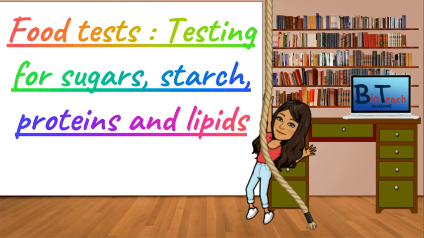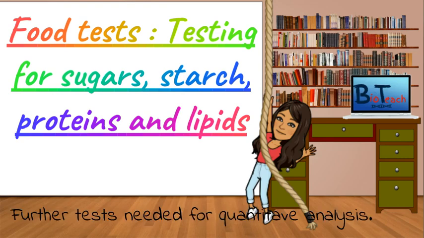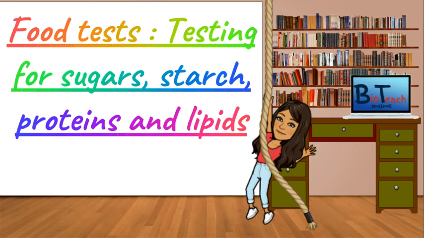Biochemical tests are qualitative tests which can be used to detect the presence of molecules such as lipids, proteins, or carbohydrates. One of the advantages of these tests is that they're really quick and give a colour change result which can be easily observed, but they cannot be used directly to determine the absolute concentration or distinguish between different types of molecules of the same type. So, for example, different sugars in a mixed solution.